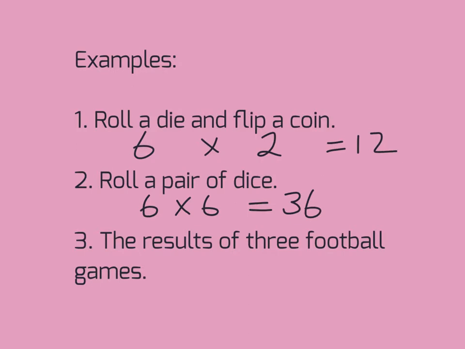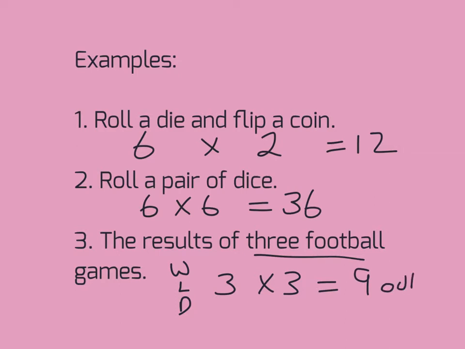And then the final one, the results of 3 football games. So think about a football game. You can either win, you can lose, or you can draw. So that's 3 possible outcomes. And because we have 3 football games, if I multiply that by 3, I get 9 possible outcomes.